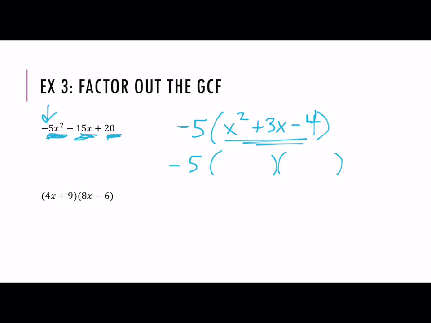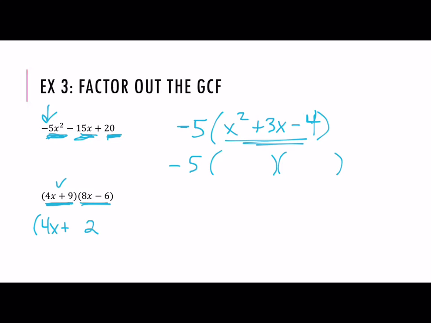Okay, and then the last one. Another thing to check is the greatest common factor of each expression in parentheses. Is that also a 1? So is there anything that can be factored out of 4x plus 9? Well, there's no number that divides evenly into 4 and 9 other than 1, so that piece is done. But out of 8x minus 6, we could factor out a 2.